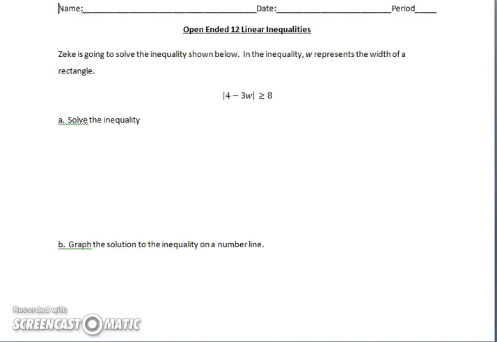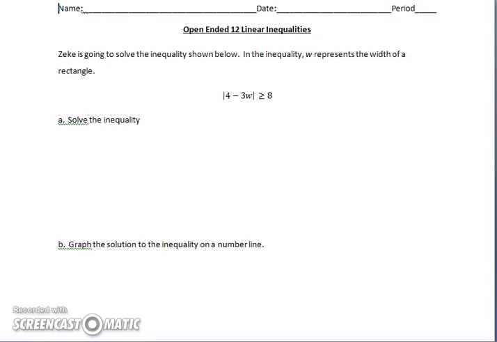Hi again, everybody. Today the open-ended that we're looking at is going to involve linear inequalities and maybe a little bit of common sense, but we'll get to that in just a second. So Zeke is going to solve the inequality shown below. In the inequality, W represents the width of a rectangle. Please keep that in mind. That is going to be important.